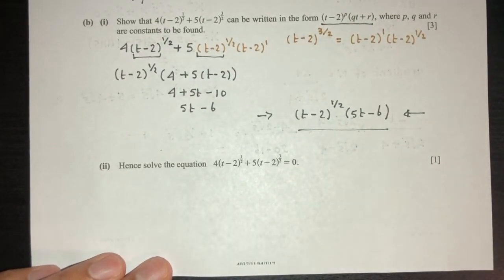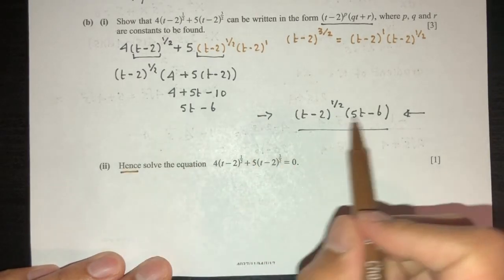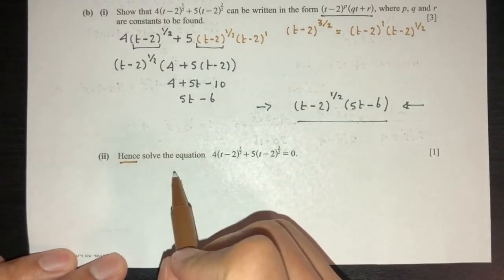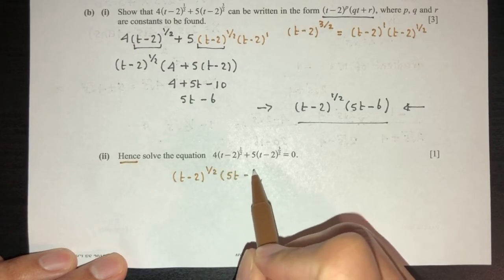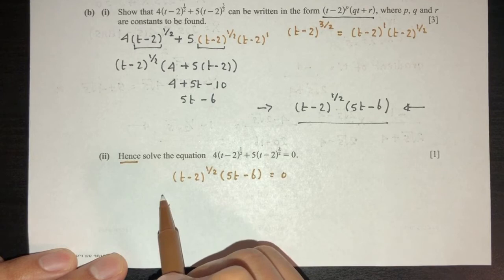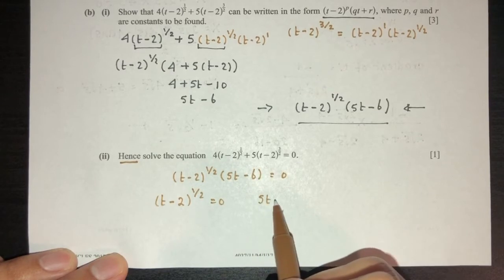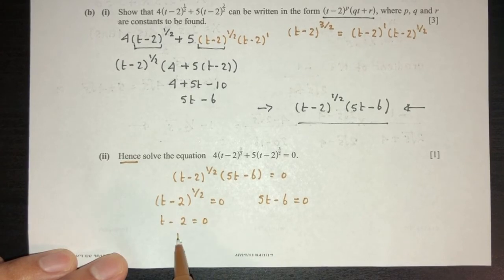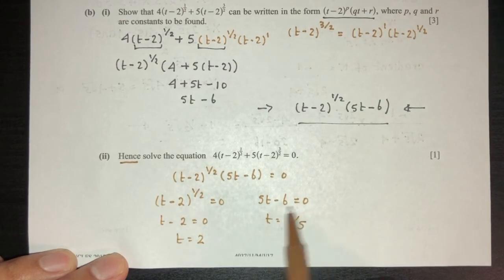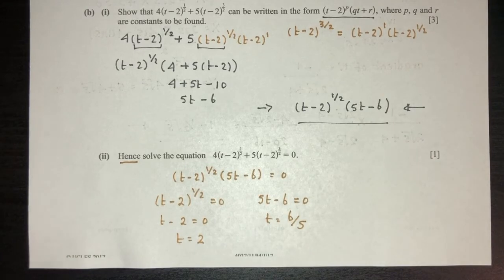Now B2, hence we have to solve this equation. So basically, hence means we have to use your answer for part 1, which is this, to solve this equation. So pretty easy. You will have t minus 2 power half times 5t minus 6 is equal to 0. So first you will have t minus 2 power half is 0 and 5t minus 6 is 0. So t minus 2 will be 0, t will be 2, and here you will have t is equal to 6 over 5. So you will have two answers for your value of t. And this is question number 3.